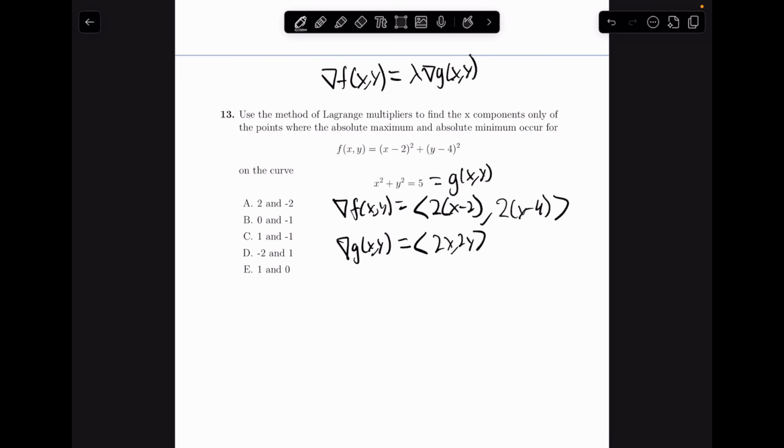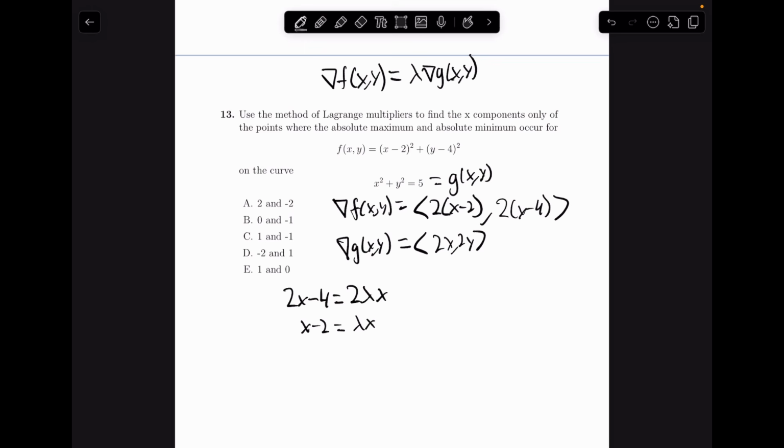Okay, and we need to set up this equation, so we need to set up each of the components. With the first component, we're looking at this right here, and I'm going to multiply out that 2. So we're going to get 2x minus 4 is equal to 2 lambda x. Then we can do some simplifying here. So we can get x minus 2 is equal to lambda times x. And I'm going to make that more lambda because it's kind of confusing sometimes. Okay, we have that equation.